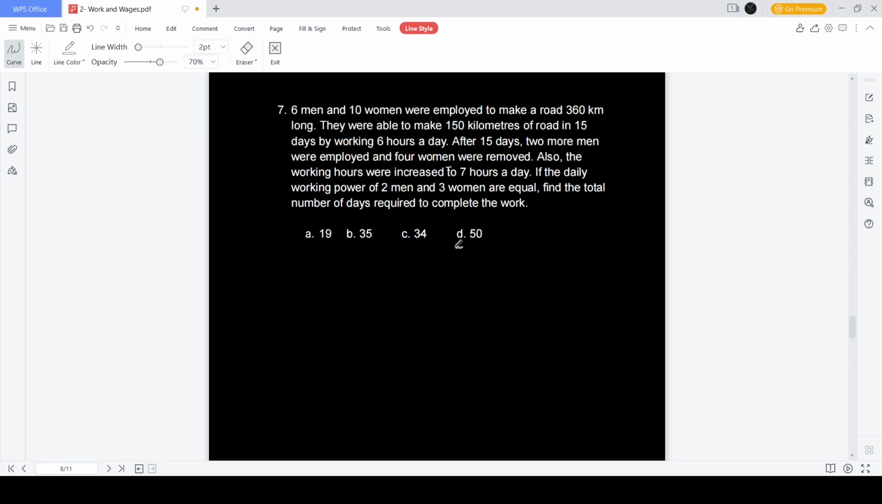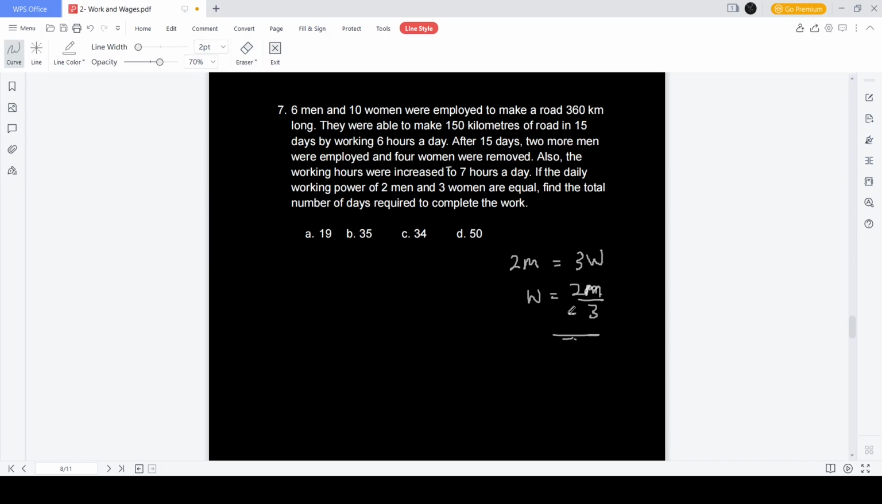Okay, the next question. 6 men and 10 women were employed to make a road 360 km long. If they were able to make 150 kilometers of road in 15 days by working 6 hours a day, after 15 days, 2 more men were employed and 4 women were removed. Also, working hours were increased to 7 hours a day. If the daily working power of 2 men and 3 women are equal, find the total number of days required to complete the whole work. See, 2 men is equal to 3 into a woman's working power. So to find the working power of one woman, we'll simply write it as 2 into m divided by 3. So we get this as W is equal to 2m by 3.